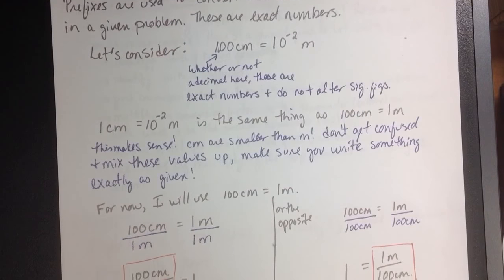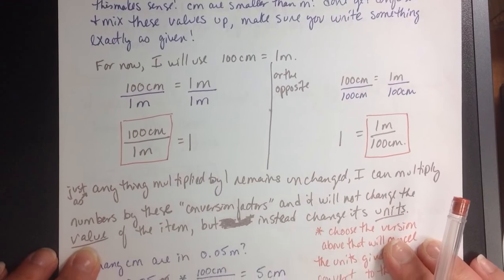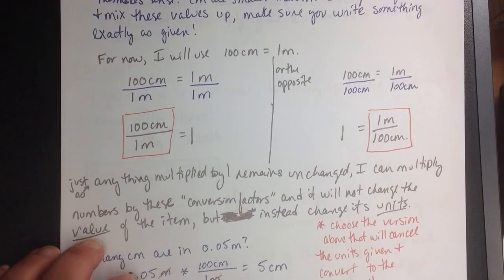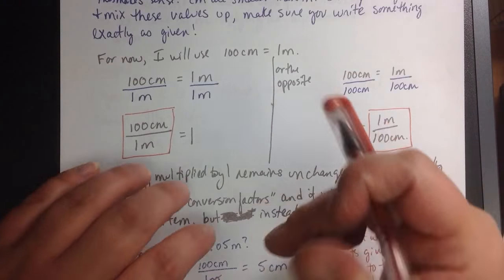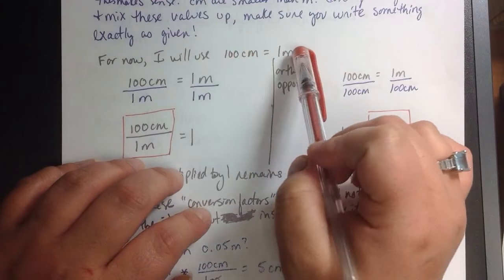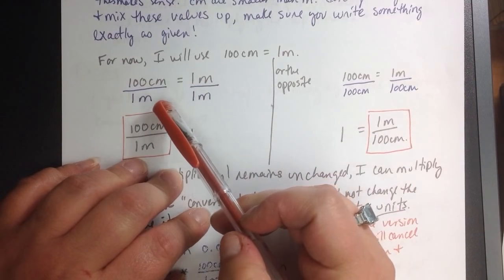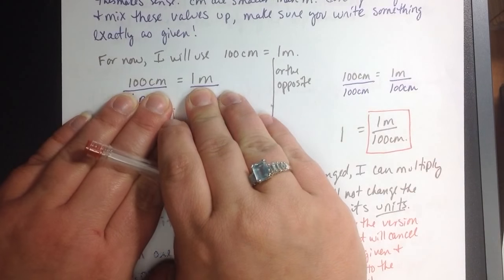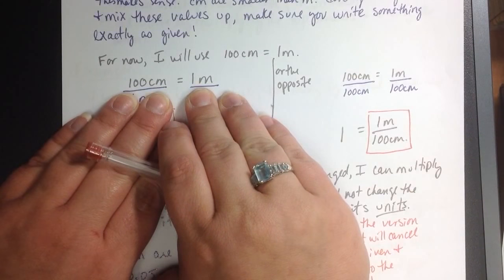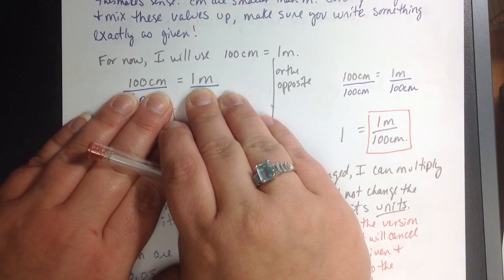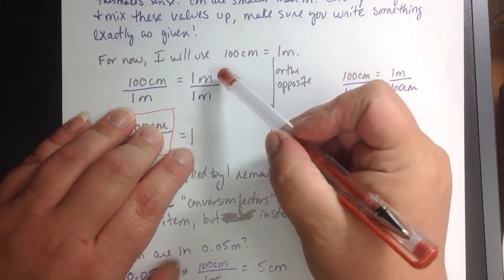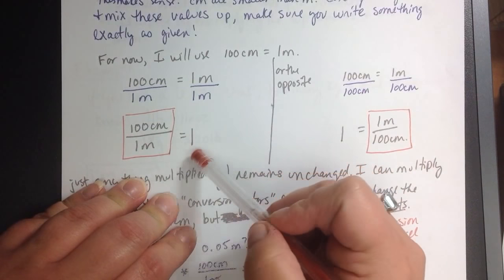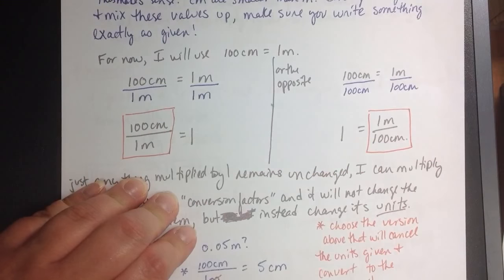Now, let's say I'm going to use 100 centimeters equals 1 meter, okay? Let's say that you have this equation. Stick with me here for just a second. If I say on top, 100 centimeters equals 1 meter, I could mathematically manipulate this. Divide each side by 1 meter, and that equals 1 over here. So 100 centimeters over 1 meter is equal to 1.